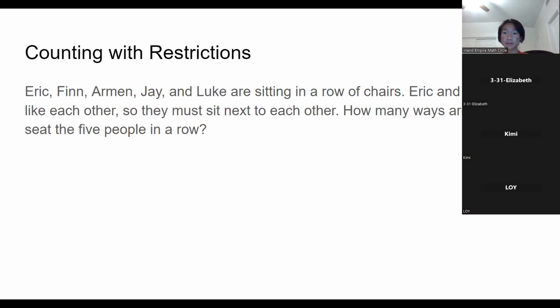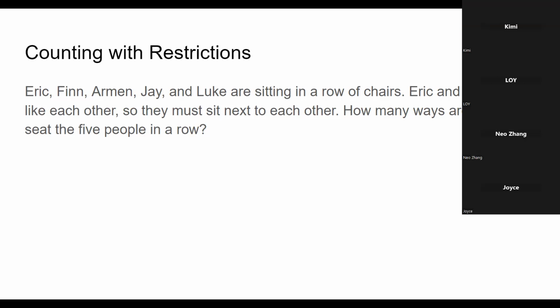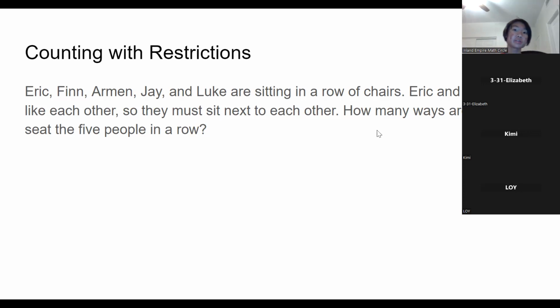So let's think about this. We only need to focus on making sure that they sit next to each other at all times. So when we're counting them, how can we count them? Is there something we can do to make sure that we always count them as sitting together? Anyone have an idea for this? Loy, Neo, Joyce, Elizabeth, you guys got any ideas? Nope. All right, it's okay.